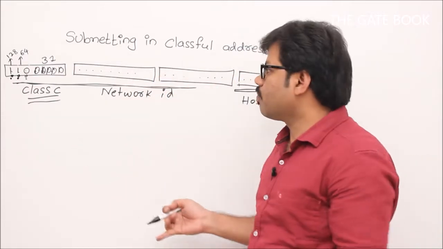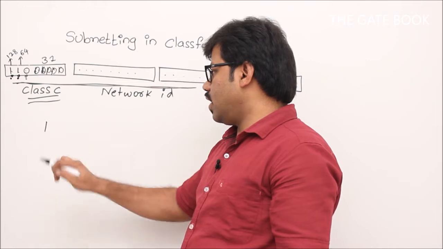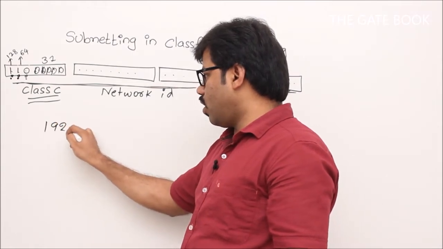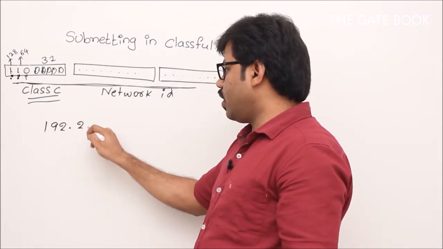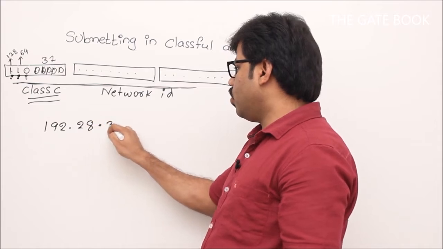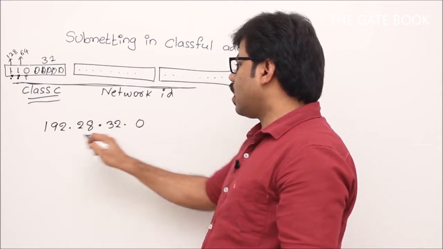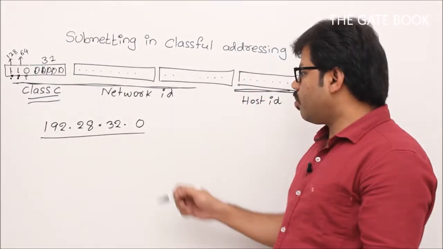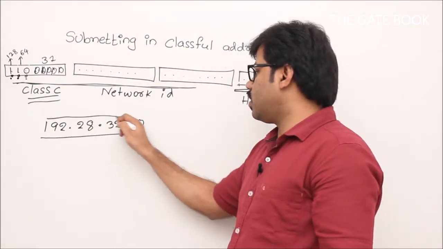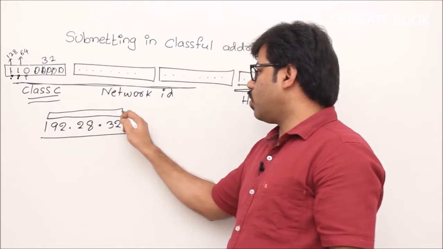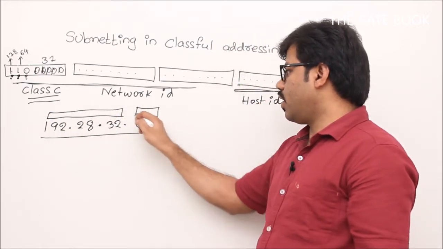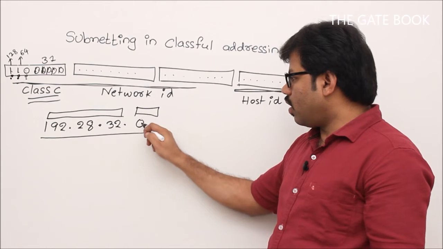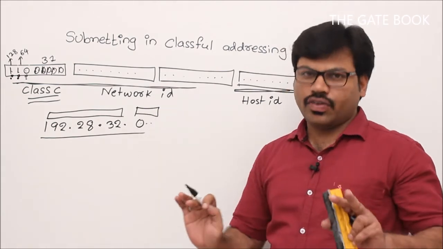Okay, now let's take one such class C network. Let's take 192.128.32.0. This is one of the class C networks. So what is the network part? These three octets talk about the network part. This is the host part. Host part with all bits 0 means what? It's a network address, right?